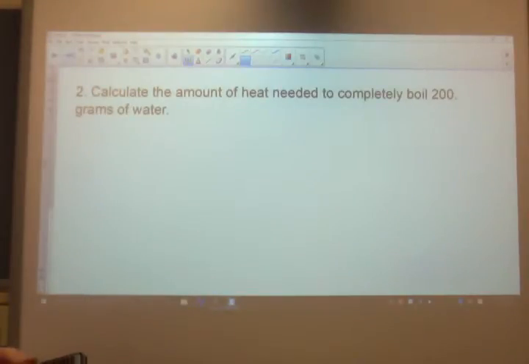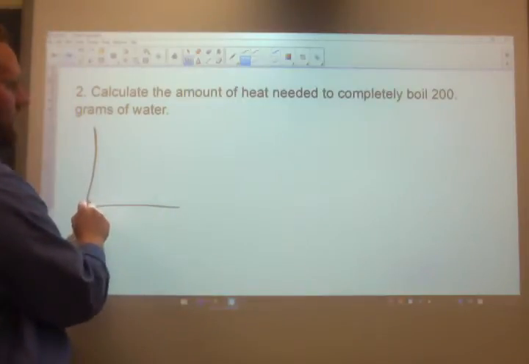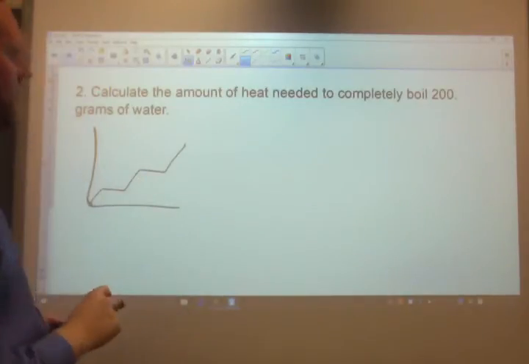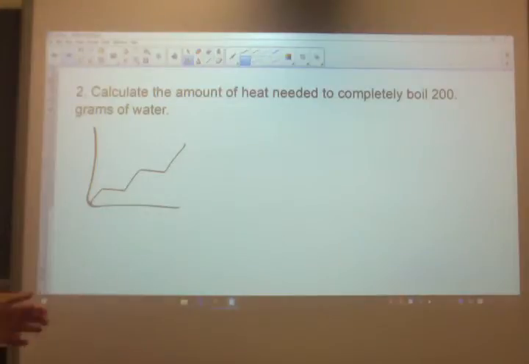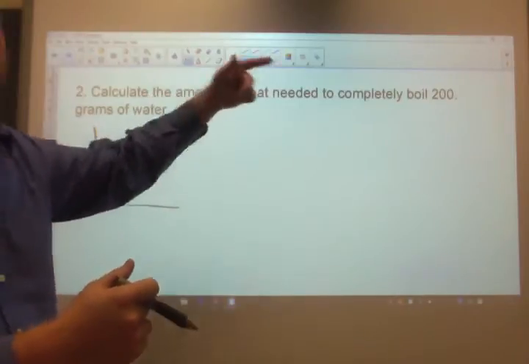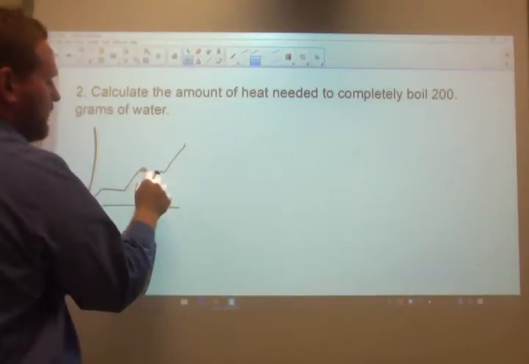Next, problem number 2. I'm only going to do about 5 or 6 of these, by the way. I'm not doing all 18. Number 2 says, calculate the amount of heat needed to completely boil 200 grams of water. Okay, so let's see where we're starting from. We're now boiling, so we're going to be going up a heating curve, 1, 2, 3, 4, 5. And since it just mentions boiling, we're going to assume that this water is already boiling. It's not like it says how much heat is required to boil 200 grams of room temperature water, because that would imply we have to take it up to 100, then boil it. So here I'm just going to start right here, and I'm going to boil it until it's gone.